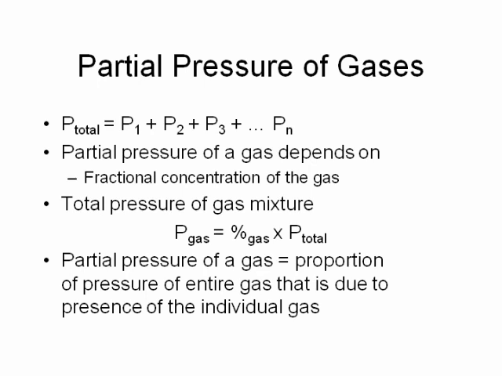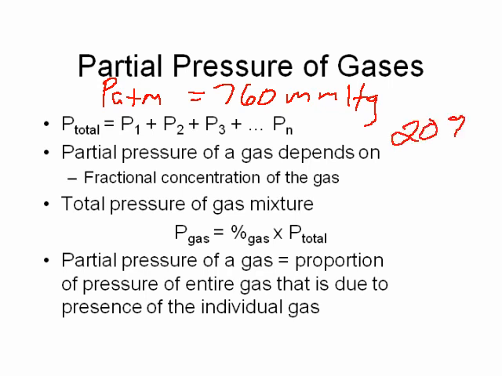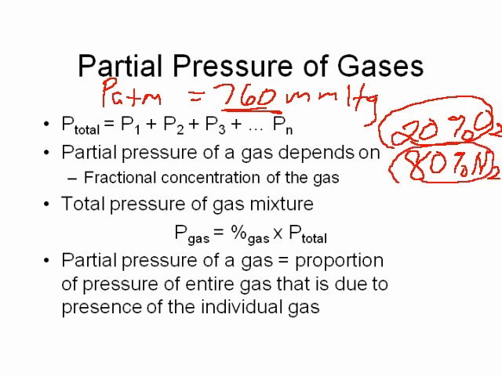Partial pressure of gas. What we mean by that is that a mixture of gas, such as the environment, is made up of various gases, of course, and all of those gases together create a total pressure. So let's take a look at the atmosphere. We talked about atmospheric pressure equaling 760 millimeters of mercury. Well, the atmosphere is made of approximately 20% oxygen and approximately 80% nitrogen. So at 760 millimeters of mercury, 20% of that pressure is due to oxygen and 80% of that pressure is due to nitrogen.